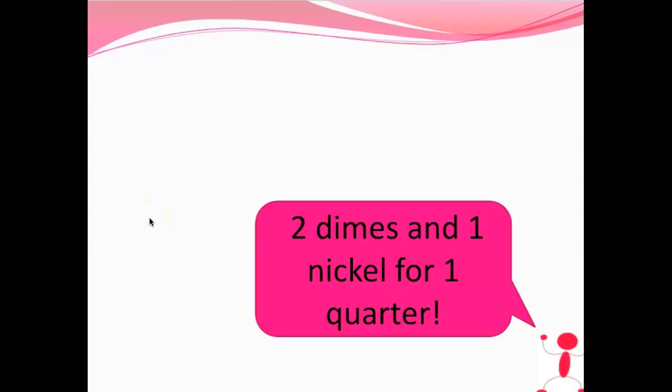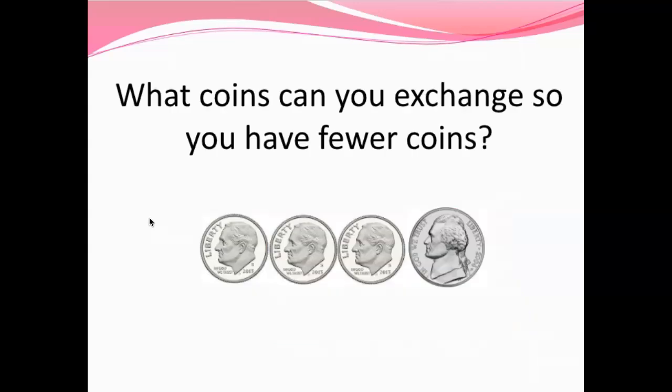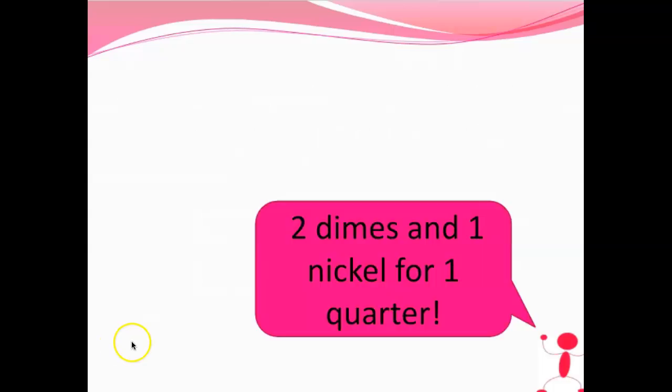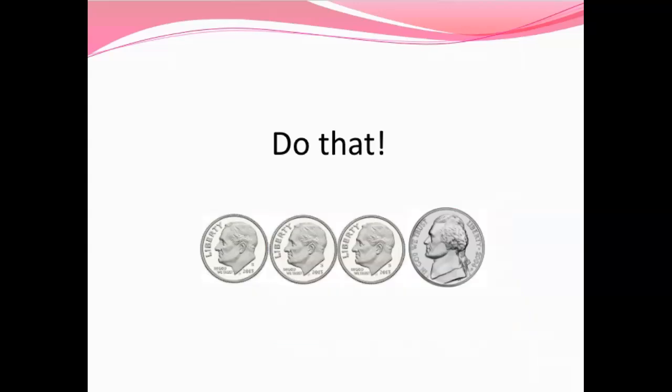We can change 2 dimes and 1 nickel for 1 quarter, right? 2 dimes is 10, 20, 25. So 2 dimes and 1 nickel is the same as 1 quarter. So please do that now. Switch out 2 dimes and 1 nickel for 1 quarter.